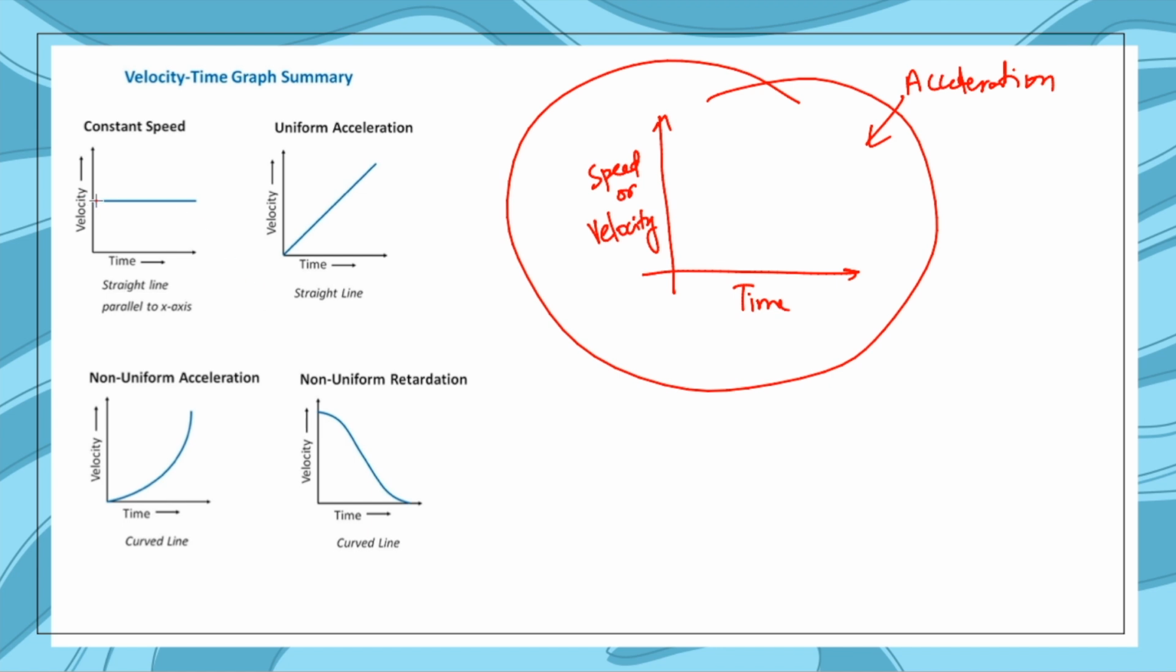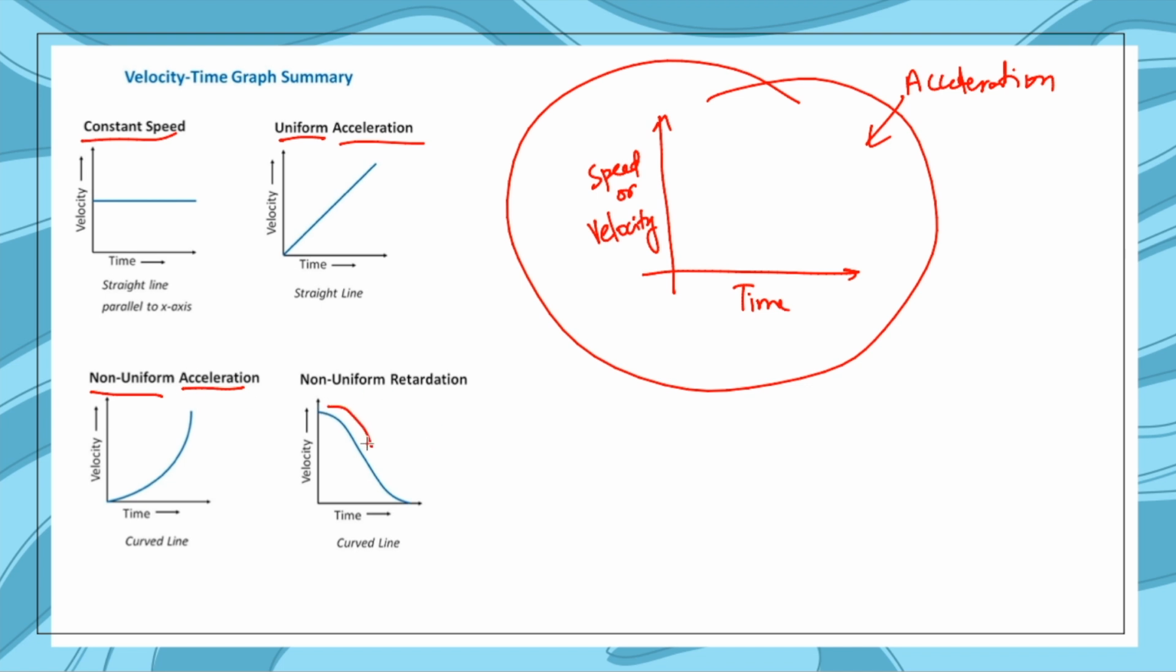So see the first graph: you have a straight line, that means the velocity is constant, the velocity is not changing, so it is a constant speed. That's why the graph is parallel to the x-axis. Now over here, when the graph passes through the origin in a straight line, that shows uniform acceleration. If the graph is not a straight line but a curve, it's a non-uniform acceleration, increasing.